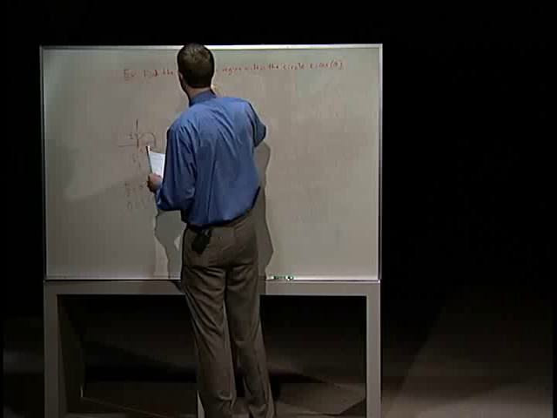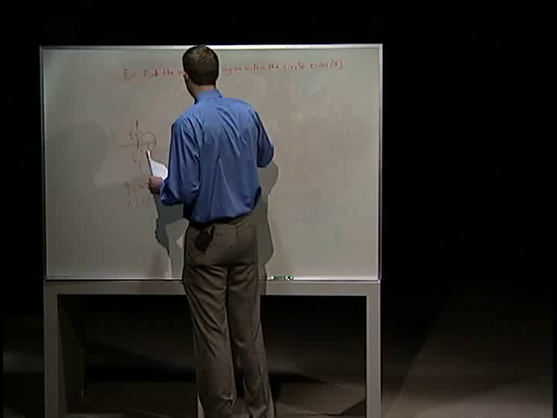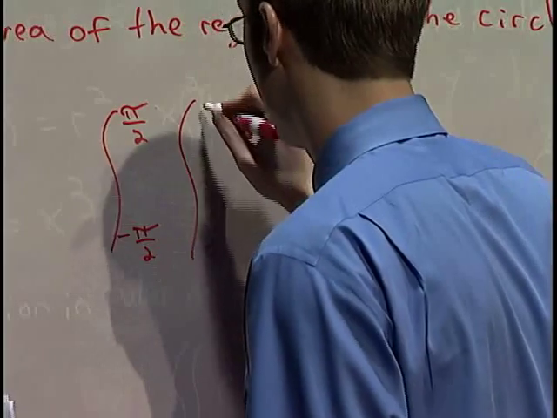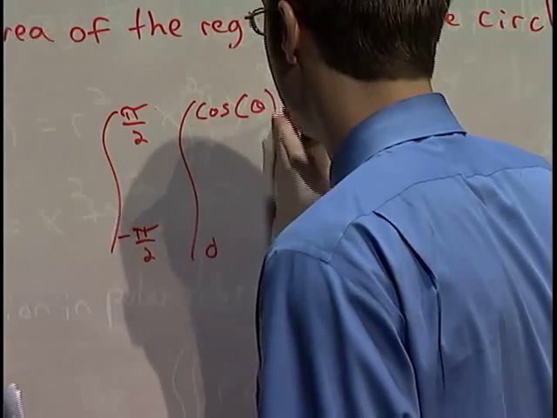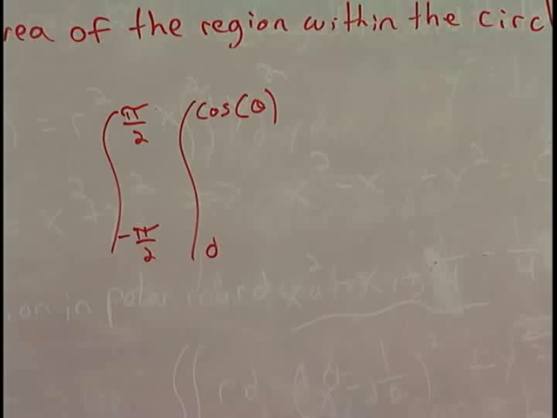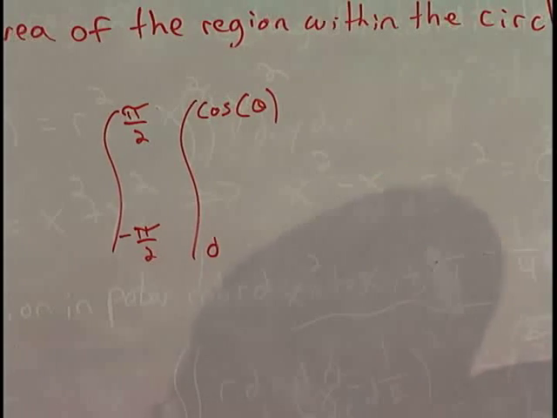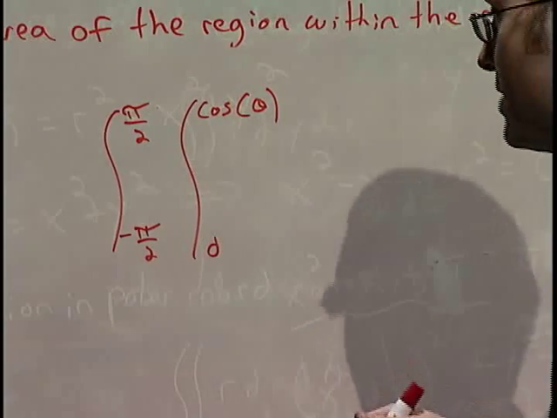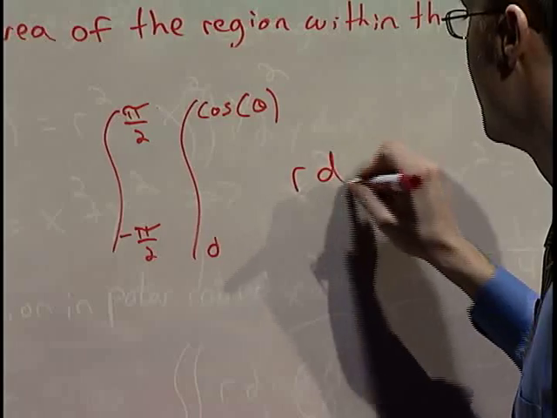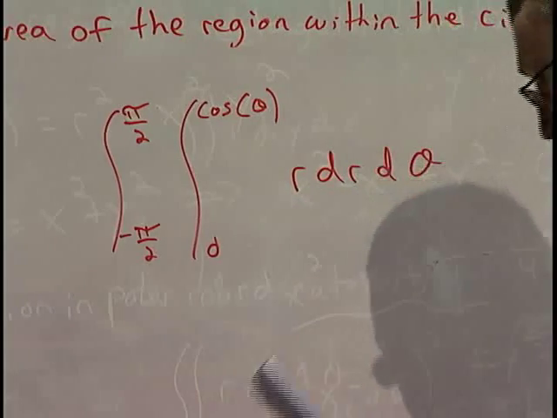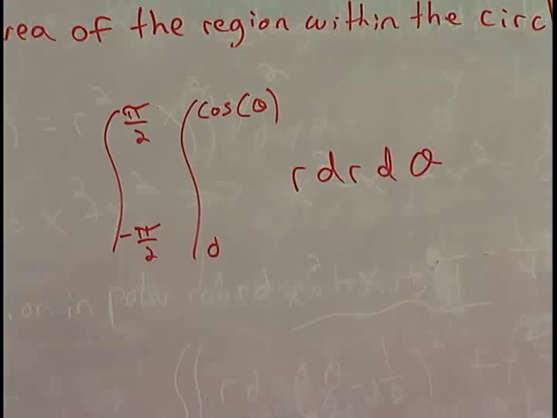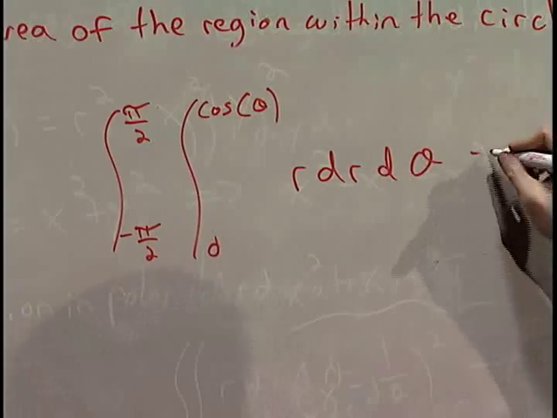So what we want is -π/2 to π/2, and 0 to cosine theta. And notice this is just like any other integral. Our first limits of integration depend on theta, and then after that we'll have only constant limits of integration. And then we have r dr d theta, right? Okay. So let's crank this out here.